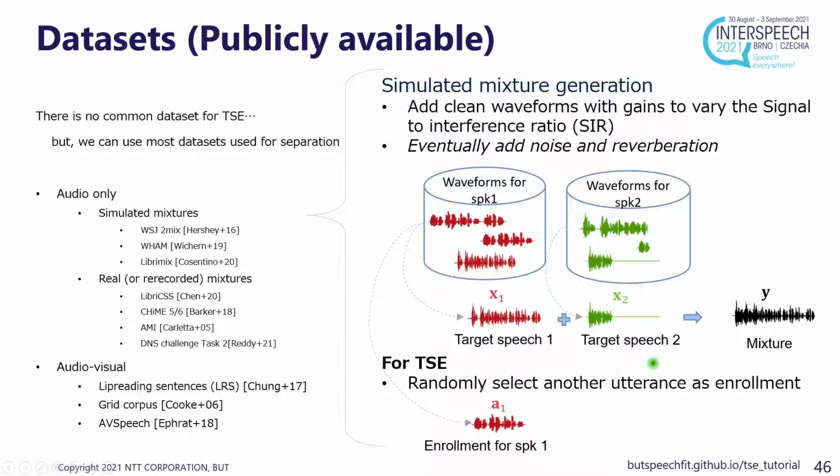And to do target speech extraction, on top of that, what we need to do is to get a target speaker clue. For example, for an audio-based approach, it can be done by randomly selecting another utterance of speaker 1 and another utterance of speaker 2, and then we can do target speech extraction for the first speaker or for the second speaker.